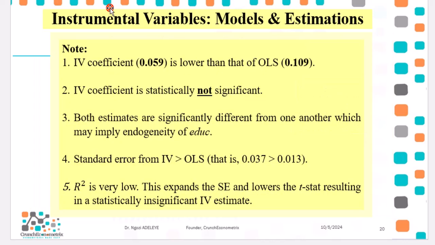These are some of the things we can note from the IV results and the OLS results in my previous video. If you compare, you will observe that the IV coefficient is lower at 0.059, lower than the OLS coefficient of 0.109. Number two, the IV coefficient is statistically not significant. Number three, both estimates are significantly different from one another, which may imply that indeed education is endogenous. Number four, the standard error from the IV estimate is higher than that of the OLS, 0.037 higher than 0.013. Lastly, the R squared from the IV is also very low, which expands the standard error and lowers the t-statistic, resulting in a statistically insignificant IV estimate.